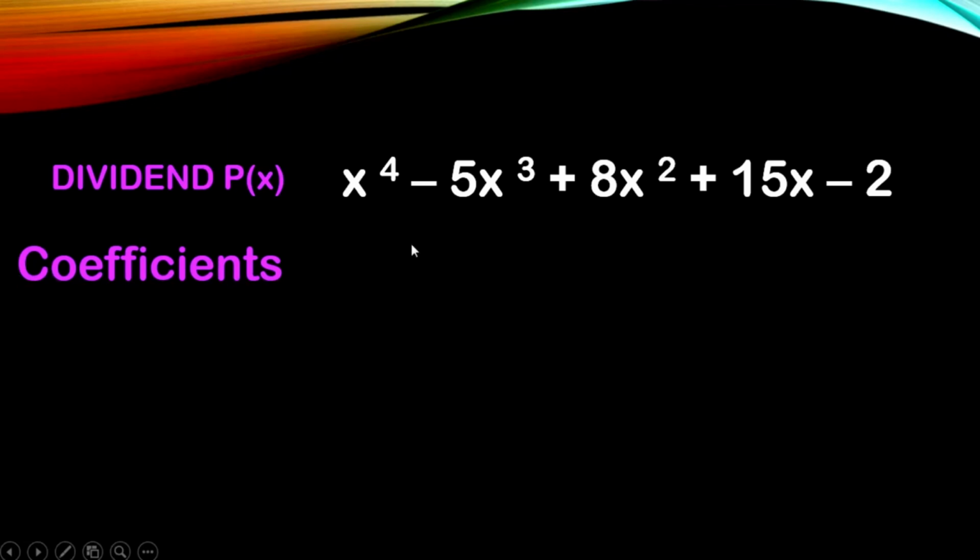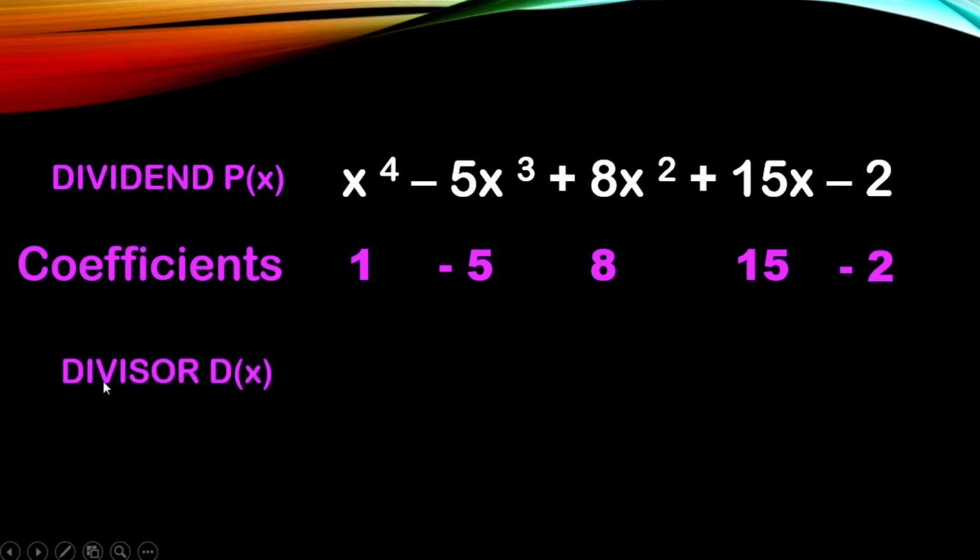We have x raised to 4, the coefficient is 1. Negative 5x cubed, the numerical coefficient is negative 5. 8x squared, the numerical coefficient is 8. 15x, the numerical coefficient is 15. And we have the constant negative 2. Then, we're going to identify or determine what is the divisor, which is x minus 3.